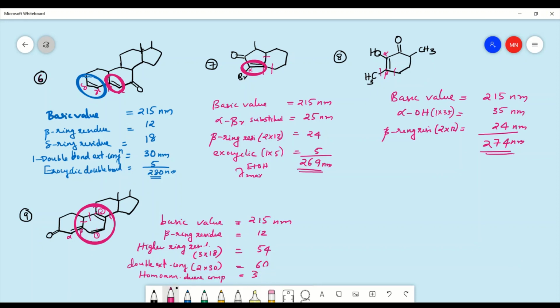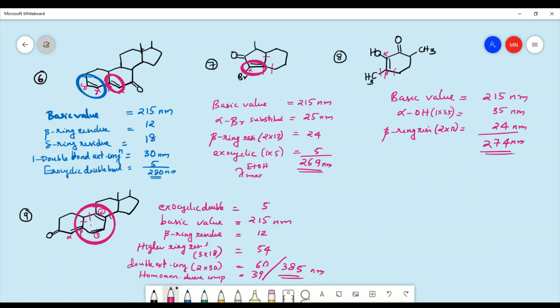Now look for exocyclic double bonds. How many are there? This double bond is exocyclic to the ring. This double bond is not exocyclic, it is part of the ring. So only one exocyclic double bond. So you have to add 5 nanometer for it. So in total you will be getting 385 nanometer for this particular compound.